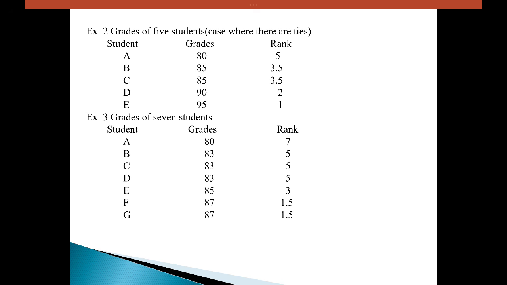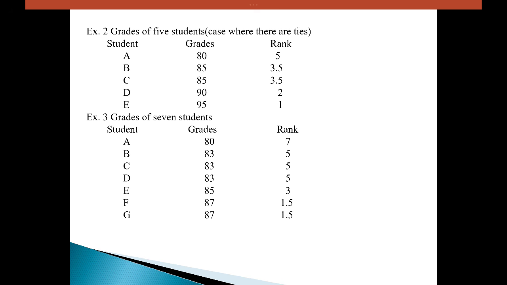For another example, example number 3, you have 3 ties, and then you have another 2 ties. What will happen? Again, they will share the ranks. Rank 1 and 2 will be shared by student F and G. What's the average of rank 1 and 2? It is 1.5. So they will have the same rank 1.5.